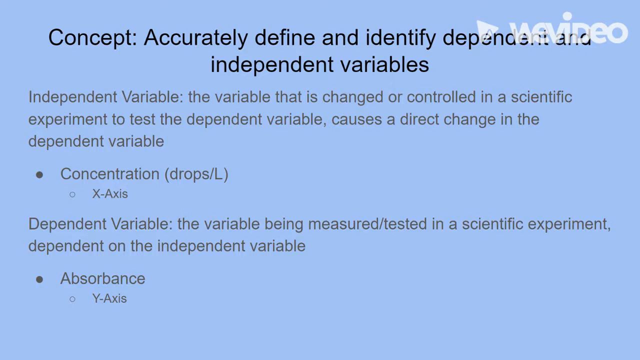The second concept is accurately define and identify dependent and independent variables. An independent variable is the variable that is changed or controlled in a scientific experiment in order to test the dependent variable. The independent variable causes a direct change in the dependent variable. In my experiment, the independent variable is concentration in drops per liter. The independent variable is listed on the x-axis. The dependent variable is the variable being measured or tested in a scientific experiment, and it is dependent on the independent variable. In my experiment, the dependent variable is absorbance, and it is listed on the y-axis.